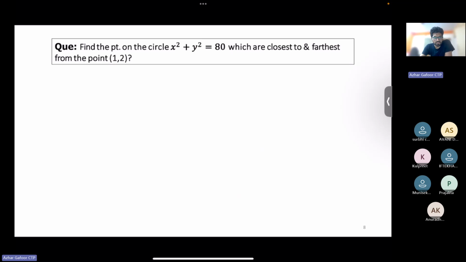And one more problem. Here the constraint is the circle, and the objective function has not been explicitly mentioned in the question, but you will have to formulate it. That is, the distance function has to be written as the objective function.